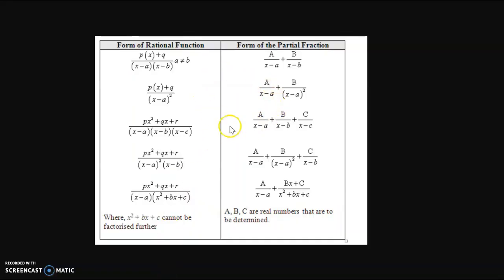I hope you are familiar with this partial fraction. I'm not going to start from scratch; we are just going to apply it. If you cannot understand this, please ask around, Google around. If you still cannot get what partial fraction is all about, then maybe you can contact me personally.